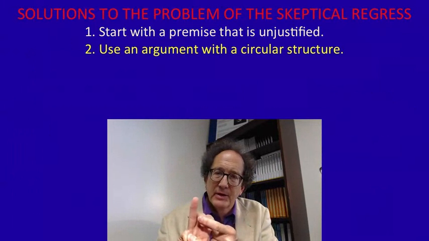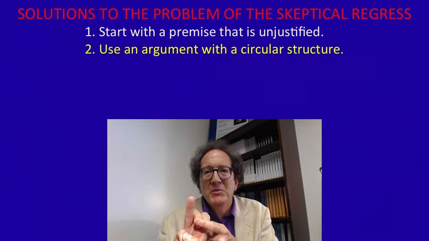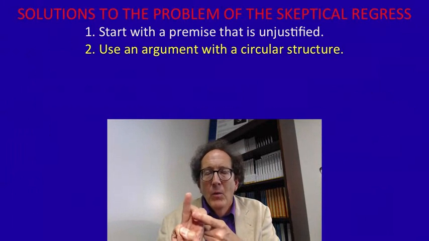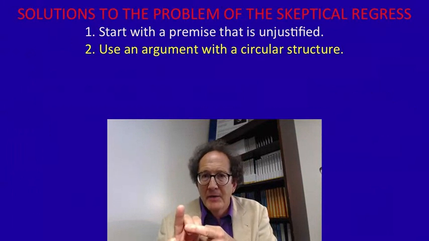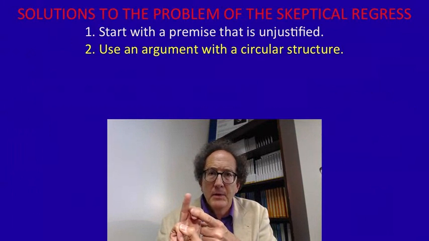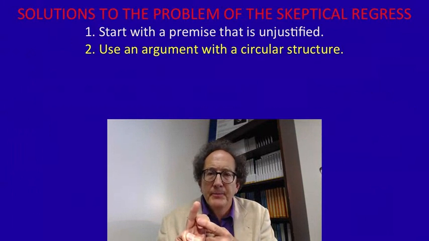The second possibility is to have a structure where the arguments move in a circle. One claim is justified by another, which is justified by another, which is justified by another, which is justified by the first claim. And they just move in a circle.